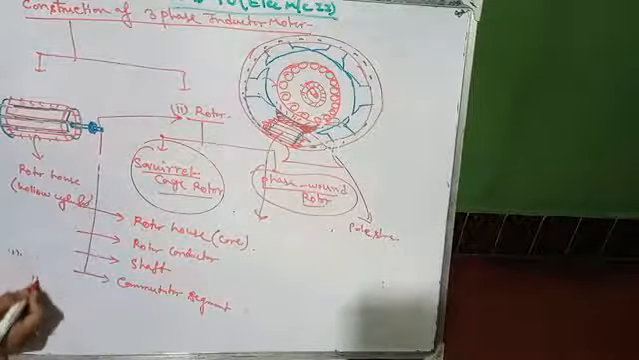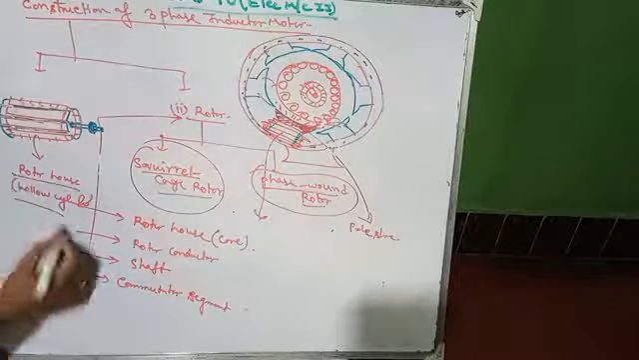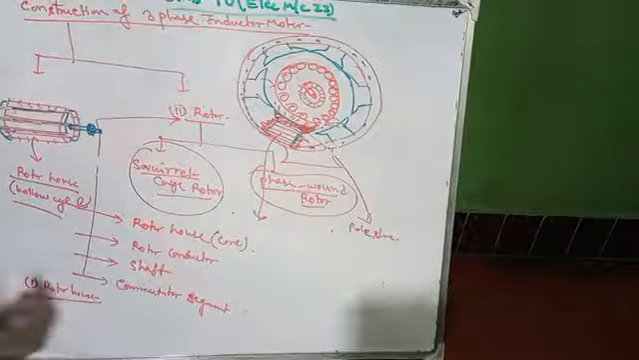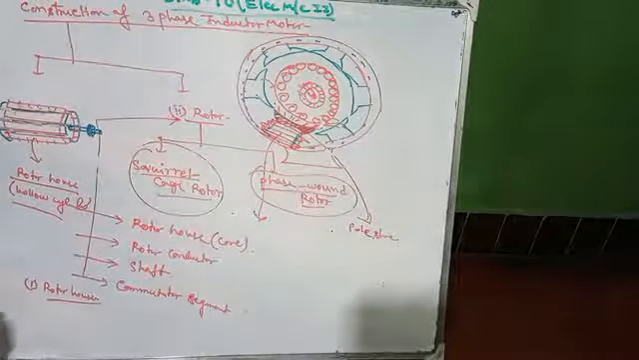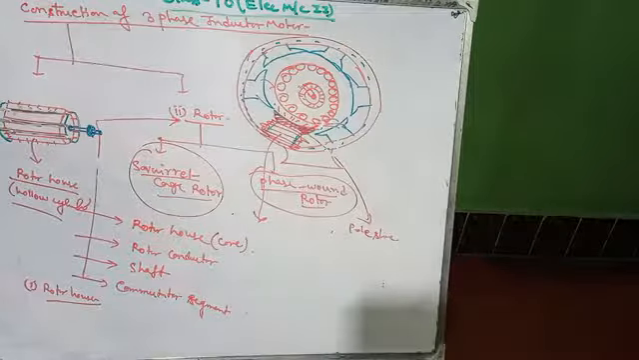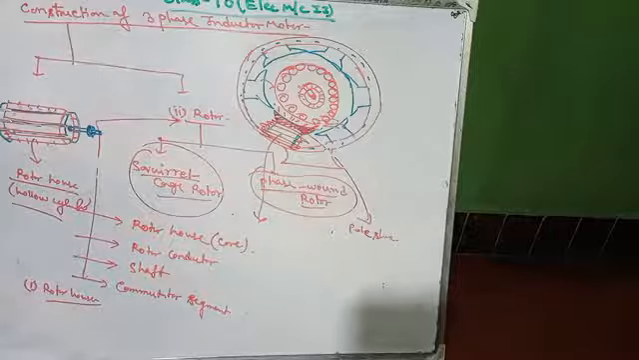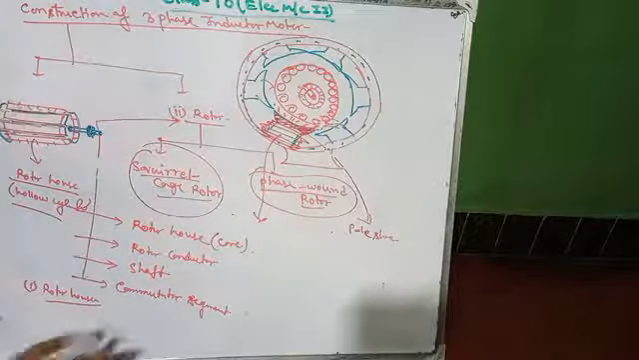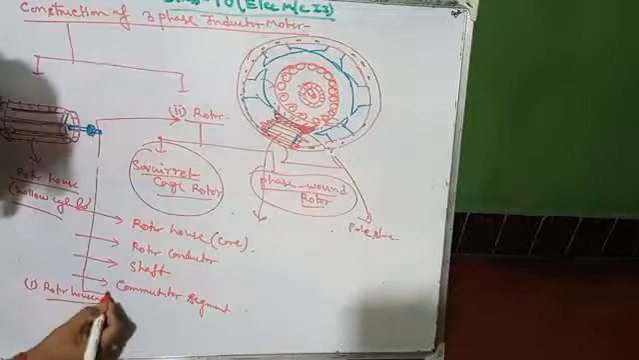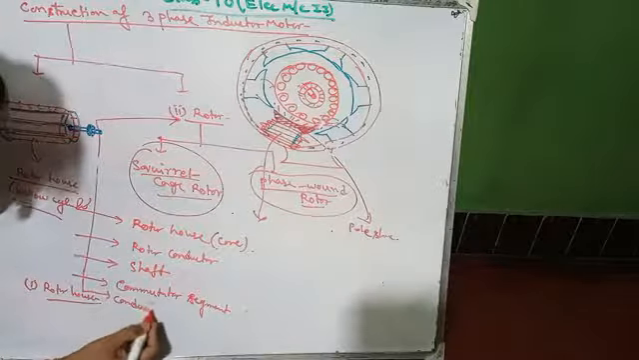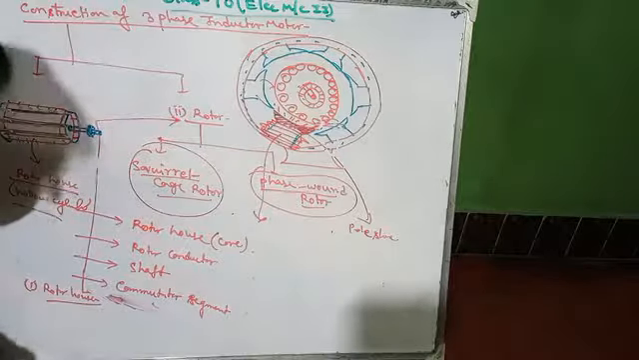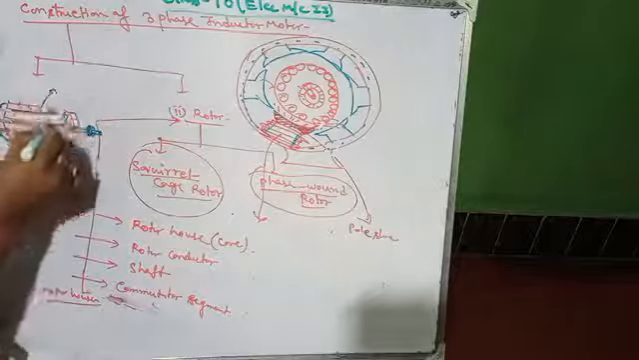So write Roman 1. Rotor house. It is a hollow cylinder over which the conductors are installed. So another one is conductor. Okay, rotor conductor I have already written, right? So rotor conductors is next. Rotor conductor. This is a rotor conductor.